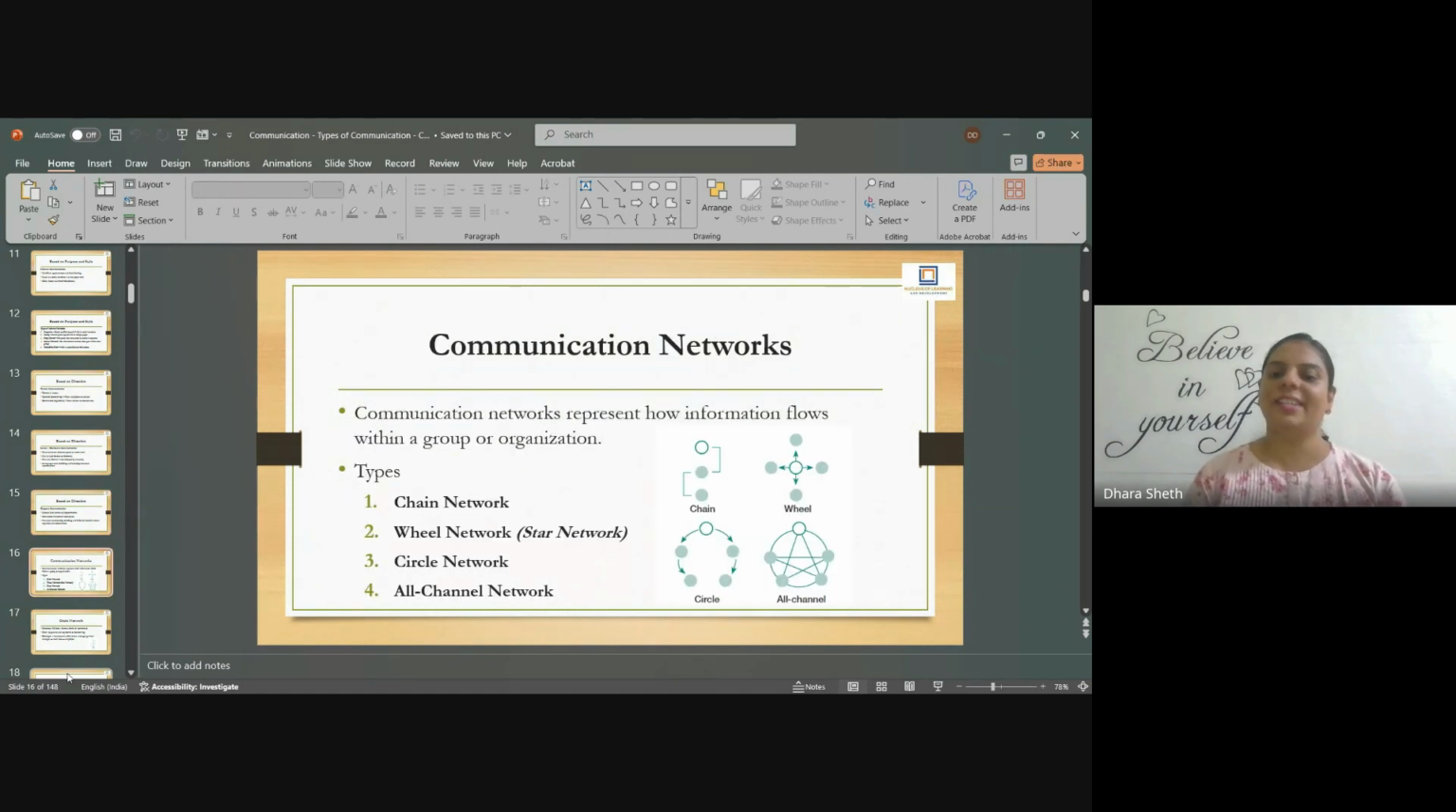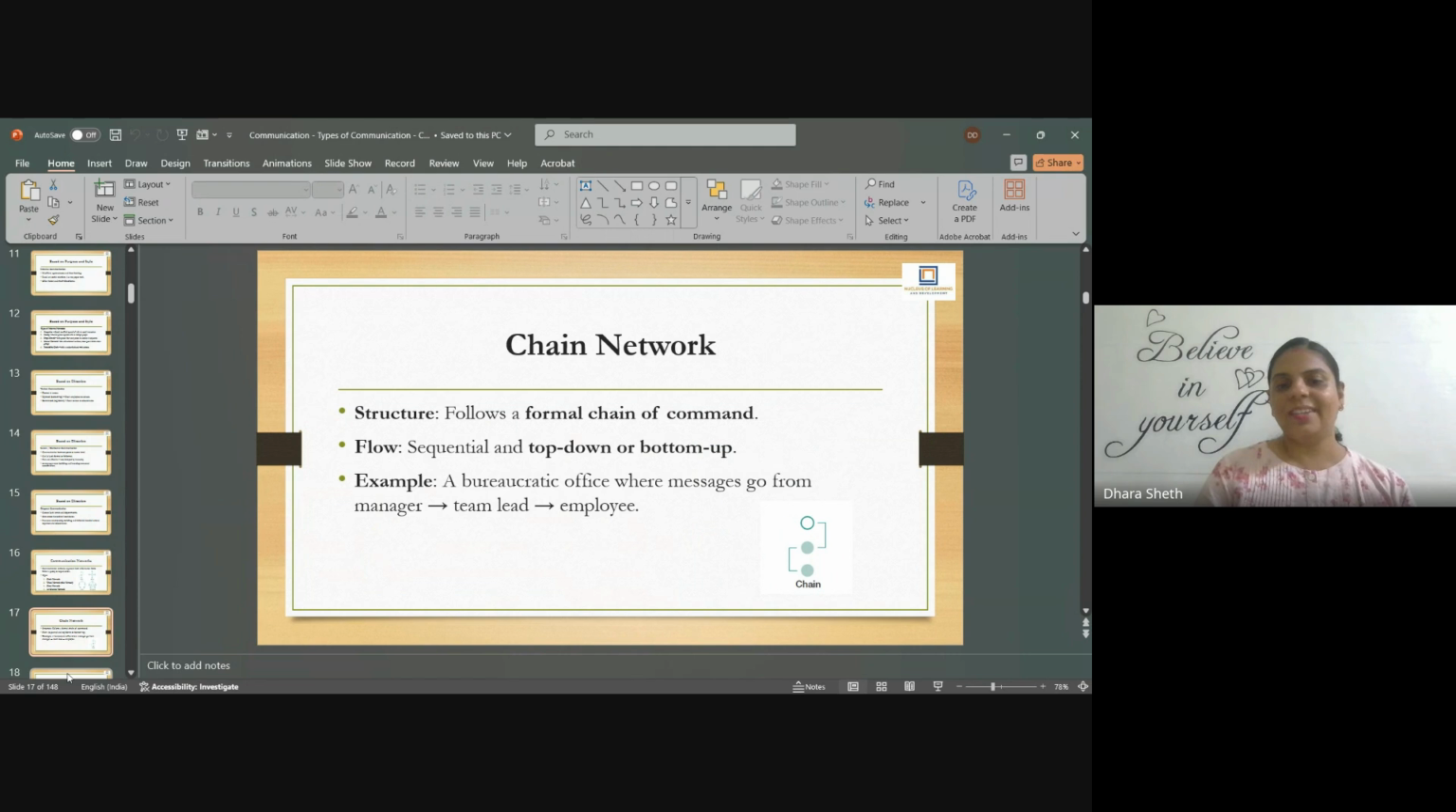Now, communication networks. What are communication networks? They represent how information flows within a group or organization. 4 kinds of communication networks are there. Chain, wheel, circle, and all channel. A chain is something that follows a formal chain of command, top down or bottom up. The vertical communication from management to professor or professor to management. A bureaucratic office where messages go from manager, team lead, employee. Okay, that's chain network.